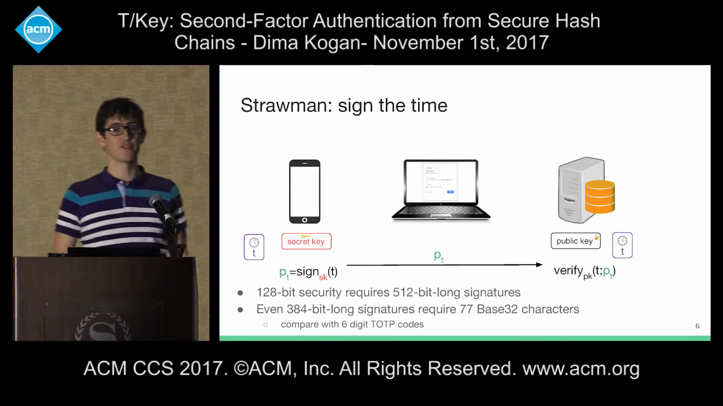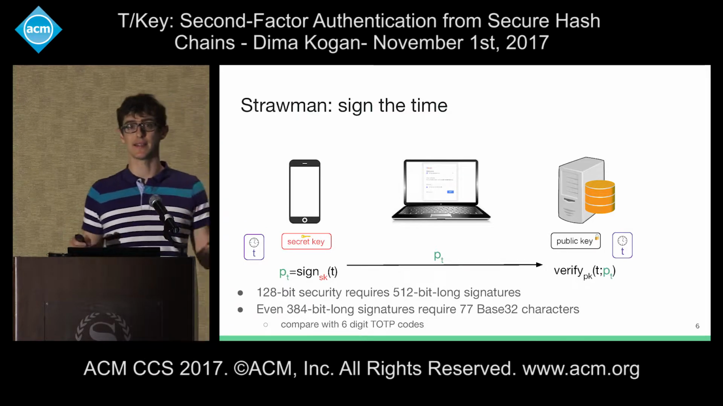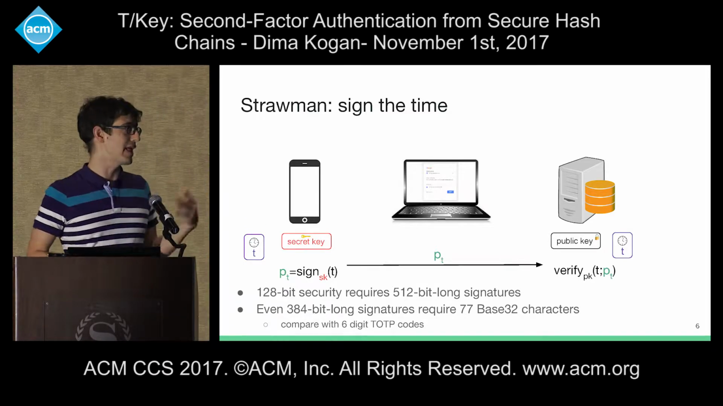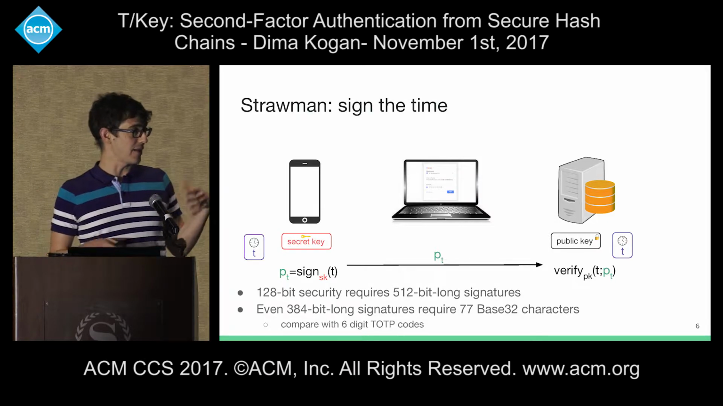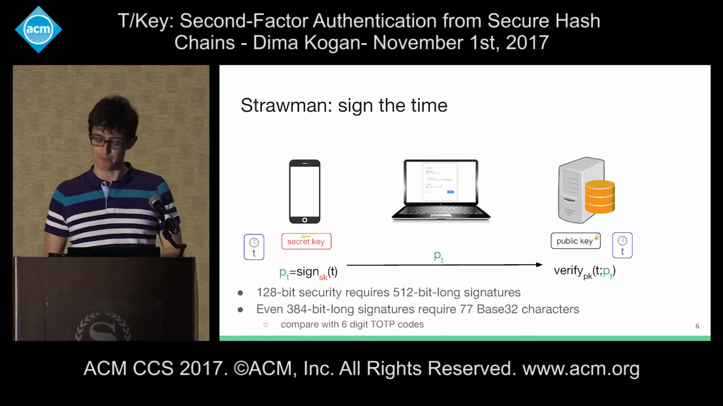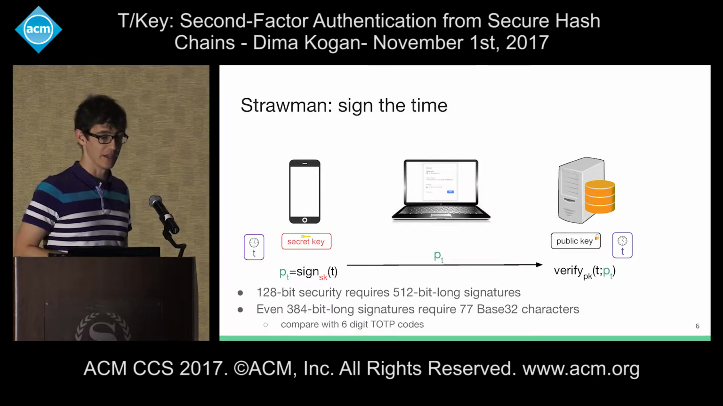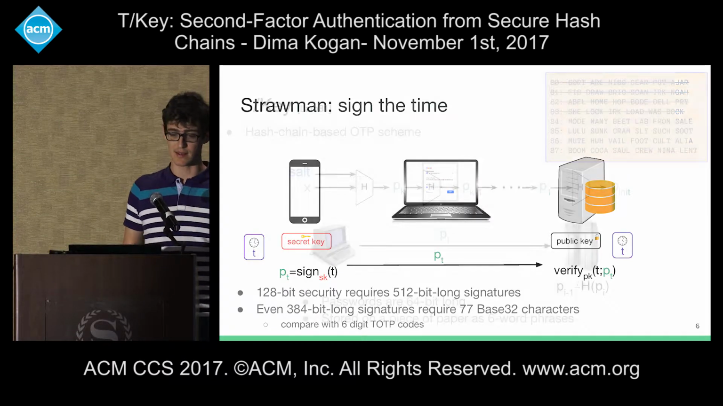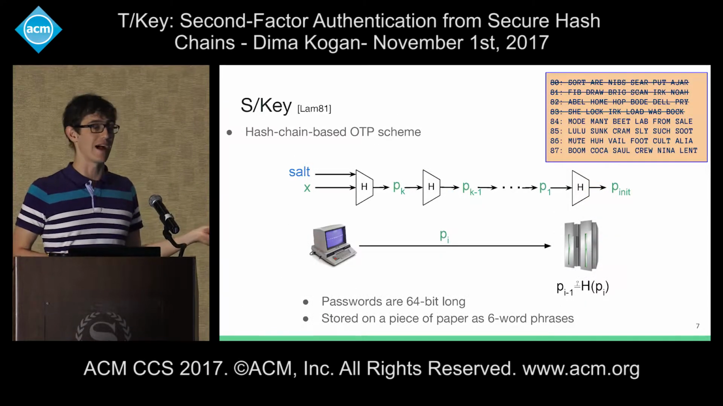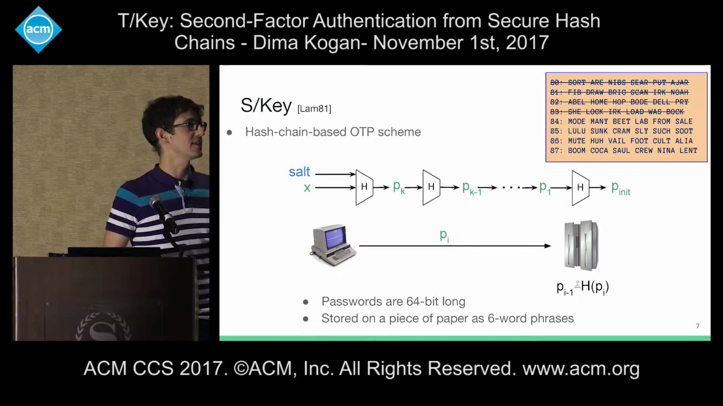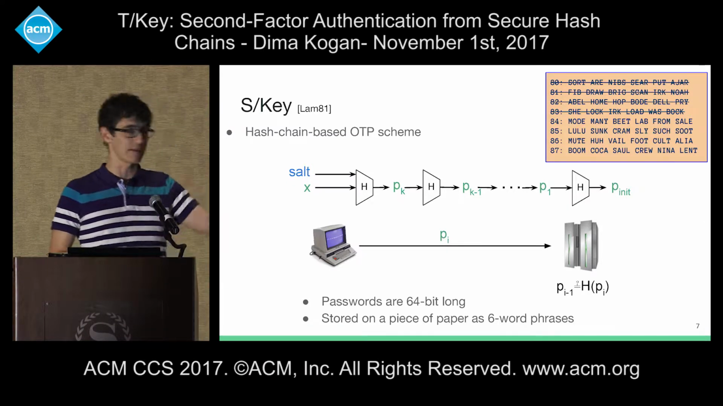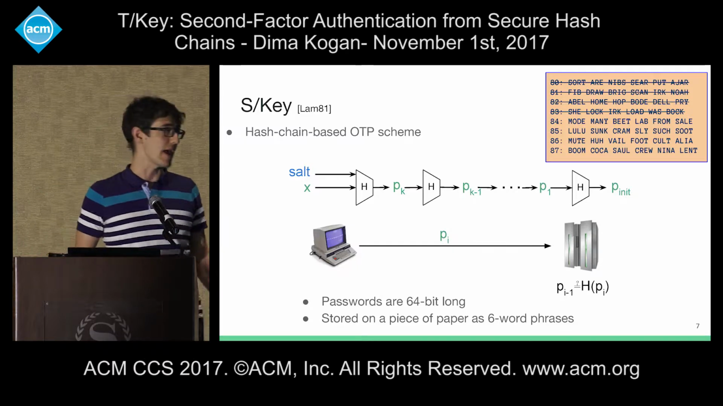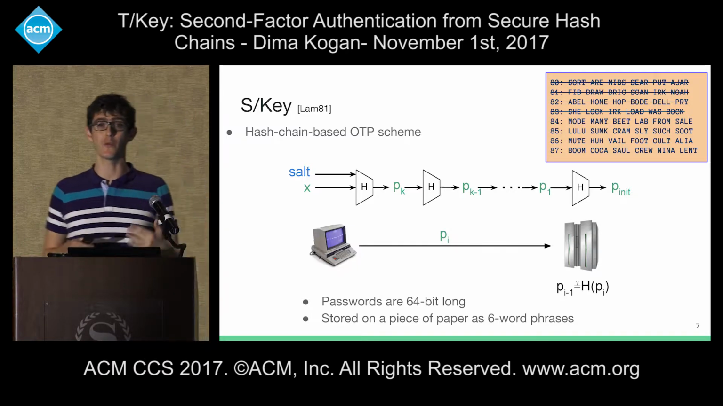So the starting point for building our scheme is the classic ASCII scheme devised by Lampard in the 80s. At the heart of this scheme is a hash chain, which the client initializes by choosing some random salt value and a secret X. The client uses these two values to traverse a hash chain several dozen elements long, so think of like 50 or 100 elements. And the elements on these chains are the one-time passwords.